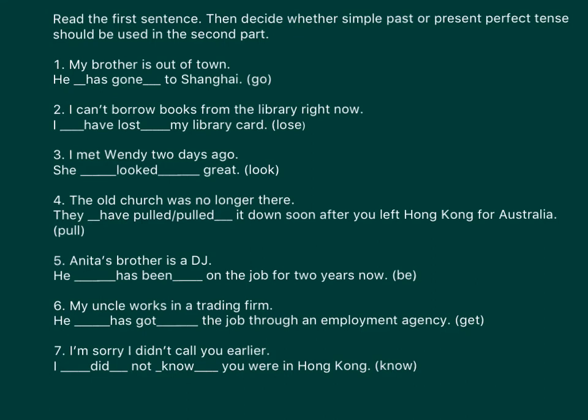Here are the answers for 1 to 7. 1. My brother is out of town. He has gone to Shanghai. 2. I can't borrow books from the library right now. I have lost my library card. 3. I met Wendy 2 days ago. She looked great.